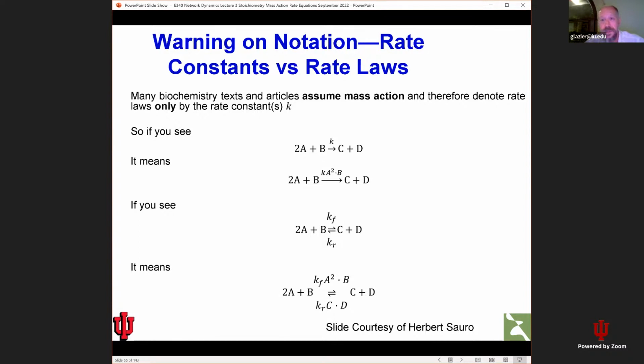As I mentioned before, you'll find that a lot of textbooks assume mass action and write K on the arrow. And so you have to remember to interpret that as mass action. You can only see the K.